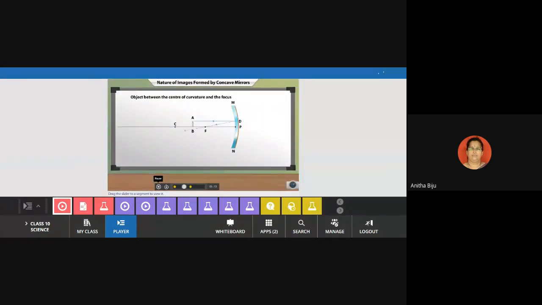This is the next position: you can mention when the object is placed between the center of curvature and the focus. You can see the size of the object. It is small in size, so try to draw it as it is, because there is a logical reason behind that. We will see it after 2 minutes. Why is it so small? You can see that the object is placed between F and C, and draw the diagram simultaneously.